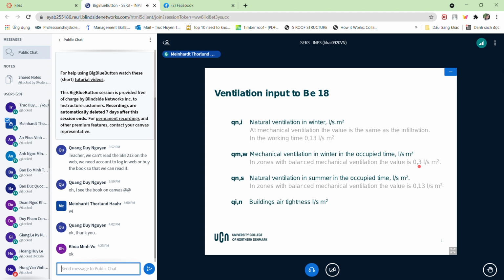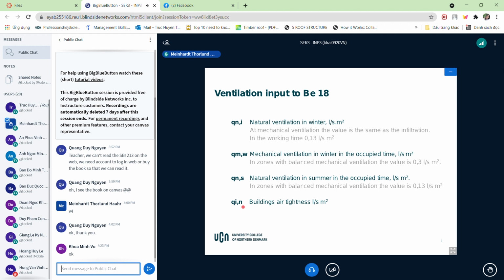Again, the minimum requirement being 0.3, so we cannot go below that. We're going to talk about this requirement tomorrow. Then we have the QNS, this is the natural ventilation in the summertime. Again, it cannot be below the minimum value for air tightness.